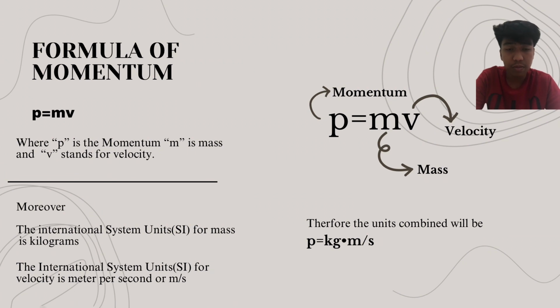Formula of momentum. P is equal to mv. P stands for momentum. M stands for mass. V stands for velocity. Moreover, the International System of Units, or SI, for mass is kilogram. The SI unit for velocity is meter per second. Therefore, the units combined will be P is equal to kilogram times meter per second.